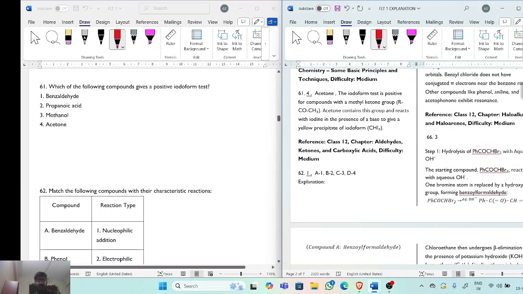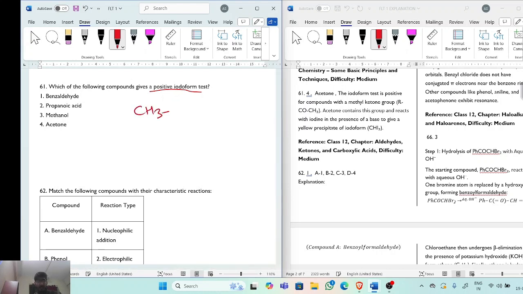Now, question number 61. Which of the following compounds gives a positive iodoform test? We know the compound which has a CH3-C=O-R group, when this group is present in a compound, then that compound can give the positive iodoform test. So in these four compounds we have to check which has this group.